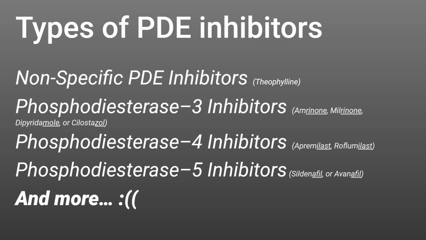Now, moving on to phosphodiesterase 3 inhibitors. Usually these medications end with the suffix of mol or zol. For instance, amrinone, milrinone, dipyridamole, or cilostazol. Phosphodiesterase 4 inhibitors usually have a suffix ending with last, like apremilast and roflumilast. Phosphodiesterase 5 inhibitors have a suffix ending with phil, like sildenafil or avanafil.